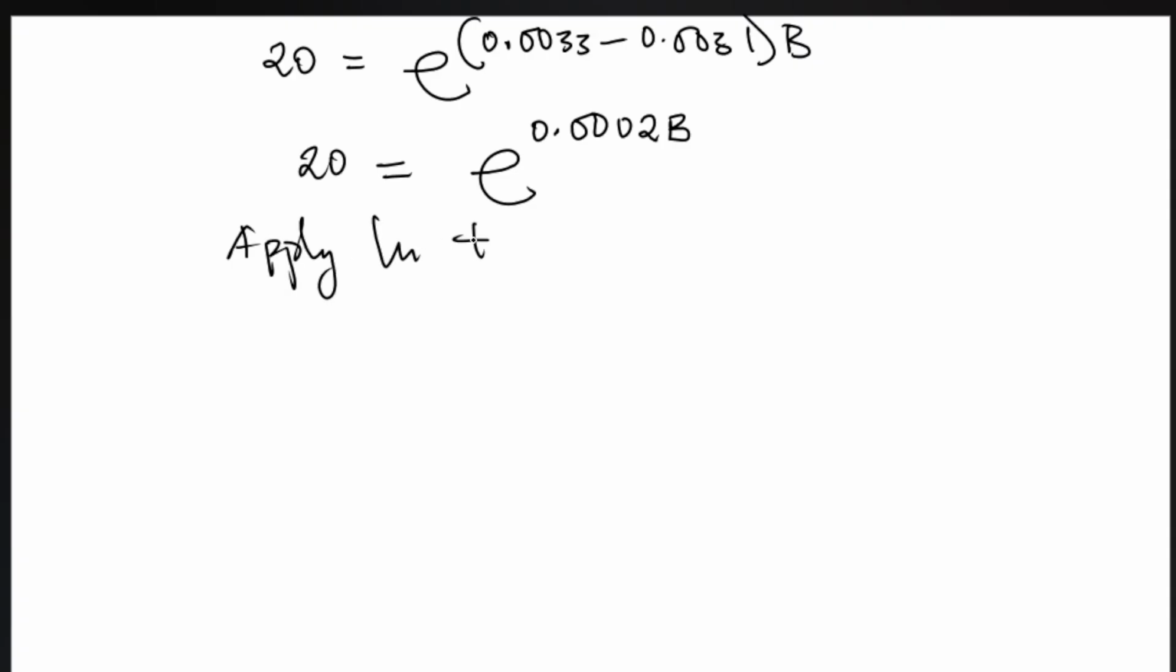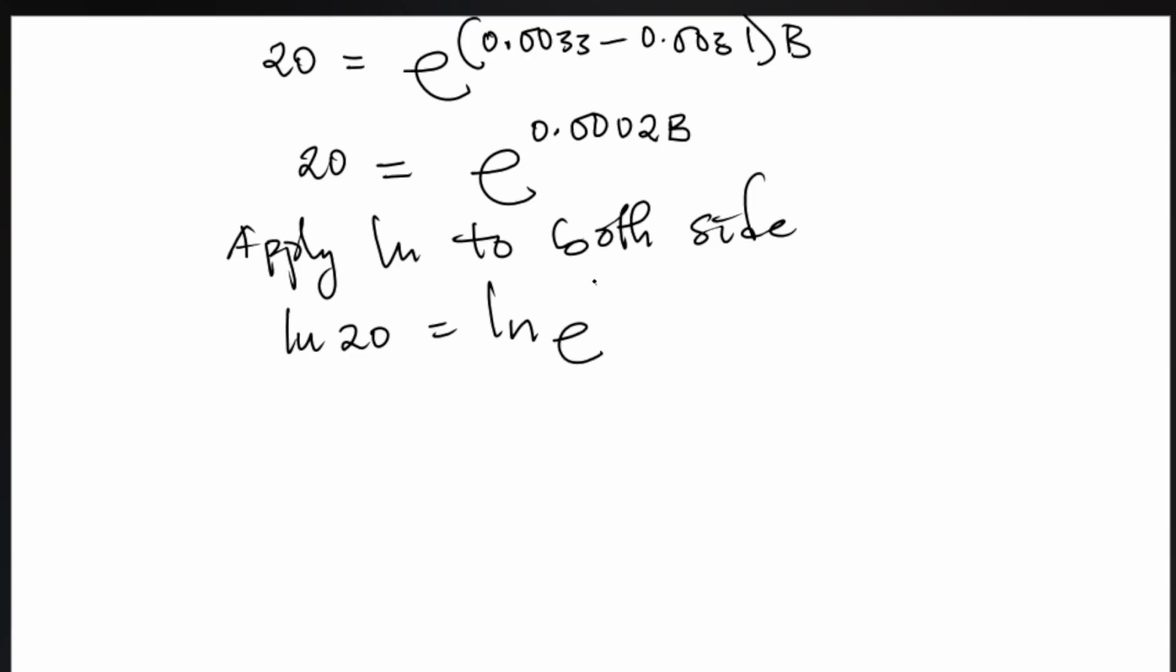Applying ln to both sides of your equation, you simply have ln 20 equal to ln exponential 0.0002b. Are we together? Such that your ln can cancel out the exponential, and you simply have ln 20, and this will be equal to what?